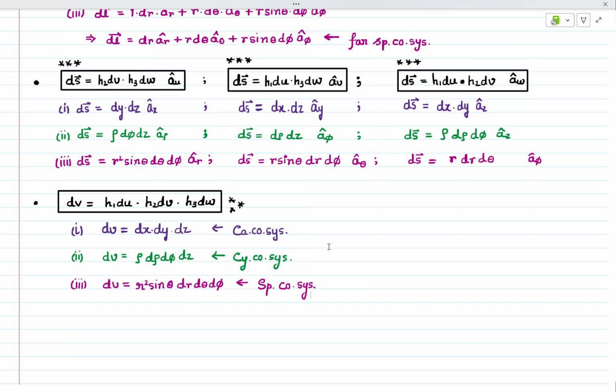About our coordinate system, I have completed all things that may come into your exam in case of the coordinate system. In my next class, in the first chapter, there is another topic remaining, that is nothing but vector calculus. In my next class, I will dive into that vector calculus part.